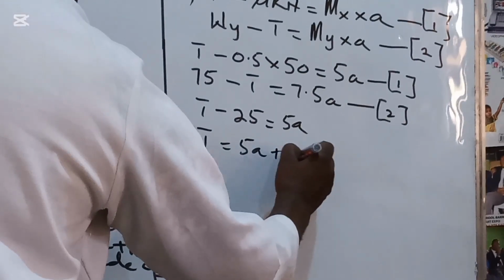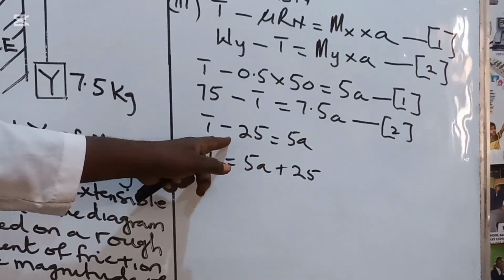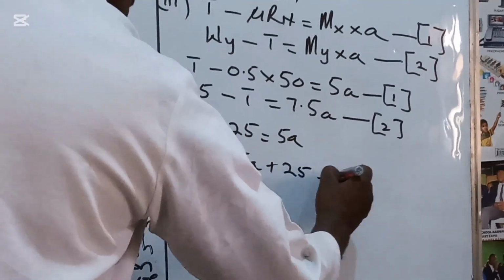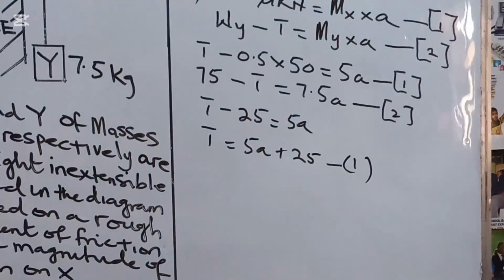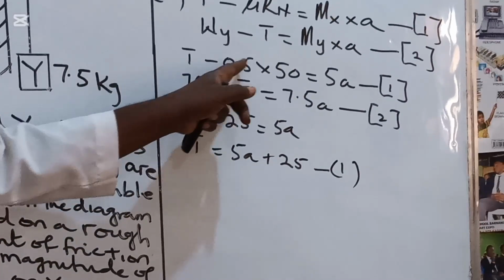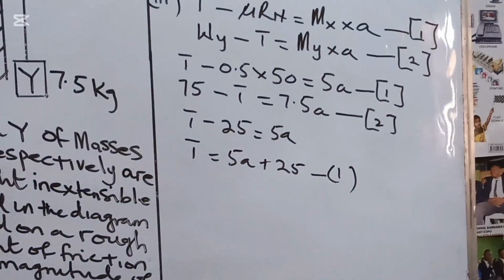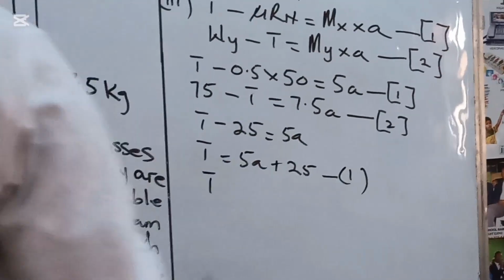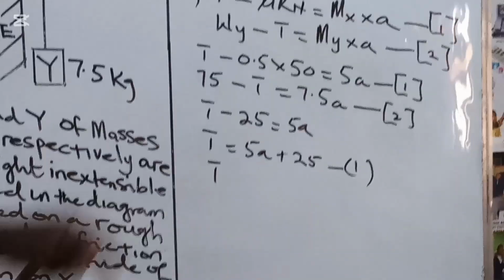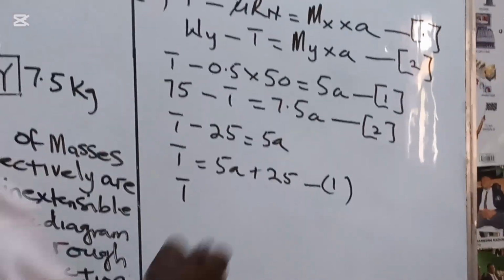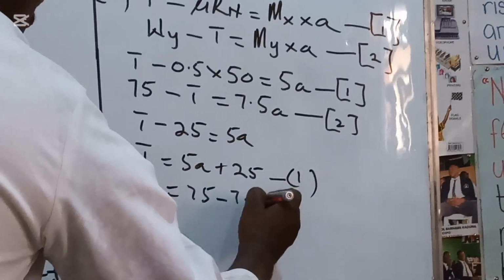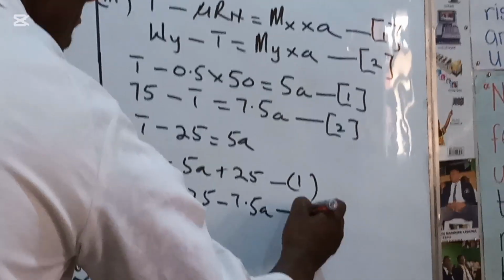Okay? Now, if I take 25 to this side, I'll be having T is equals to 5A plus 25. It's minus 25 here. When I take it to the right hand side, it becomes plus 25. I call that my new equation 1. Now look at equation 2. T is minus here, if I take it from the left hand side to the right hand side, it becomes positive. I'll have T, okay? Then I'll bring the 7.5A from the right hand side to meet 75. I'll have T is equals to 75 minus 7.5A. I call this one equation number 2.